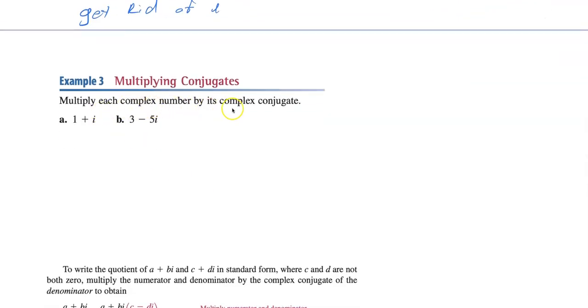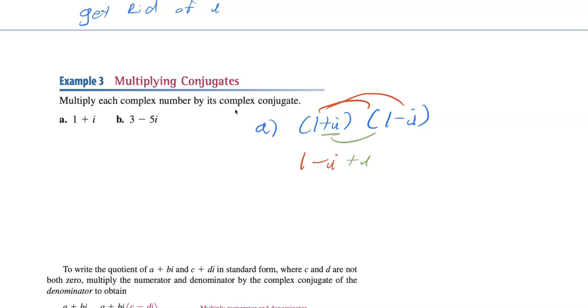Multiply each complex number by its complex conjugate. So if we're going to do a here, I have 1 plus i. Its complex conjugate, you just change the middle sign, 1 minus i. And we're going to multiply these together. 1 times 1 is 1. 1 times -i is -i. i times 1 is i. And then i times -i is -i squared. Once positive i and negative i cancel out, i squared is -1. But don't forget, it's negative times a negative, so a positive 1. And I just get 2.